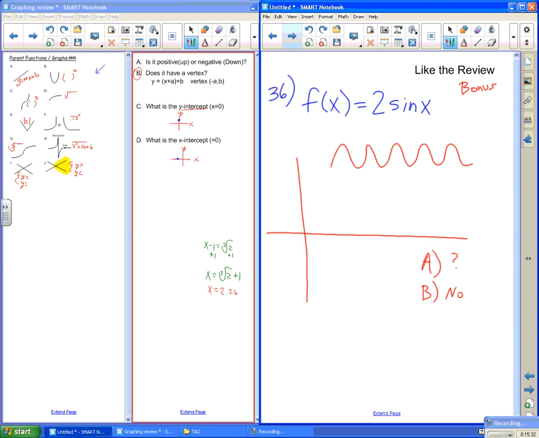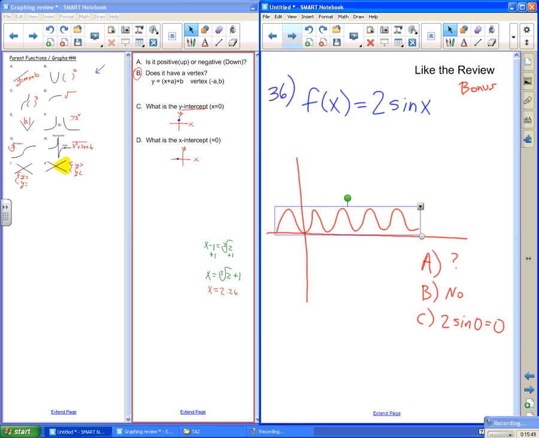C, plug in 0. So if I plug in 2 sine of 0, what do I get? Okay, and on this problem, we're going to get 0. So I've narrowed it down that I know it's going to be one of these up and down ones where this is going to hit 0, okay, when I plug in 0. That's as much as I'm going to tell you, and I want you to use that to narrow it down. Okay.